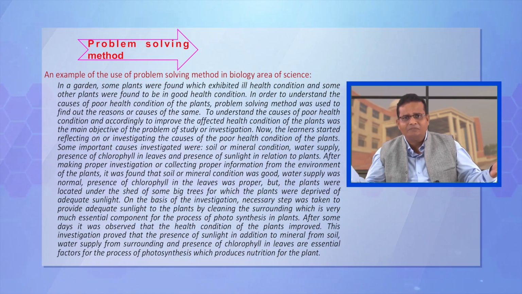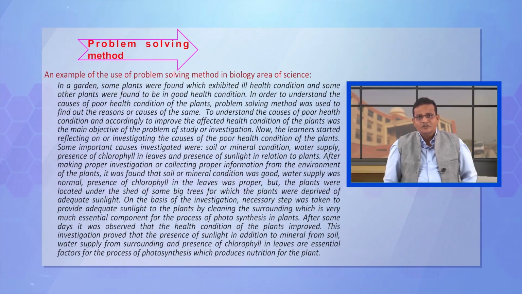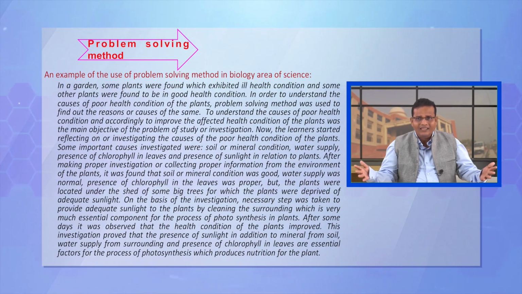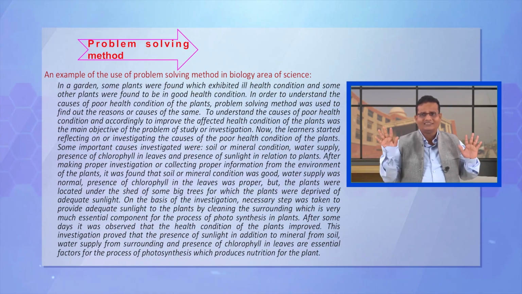Now, the learners started reflecting on or investigating the causes of the poor health condition of the plants. Some important causes investigated were soil or mineral condition, water supply, presence of chlorophyll in leaves and presence of sunlight in relation to the plants. After making proper investigation or collecting proper information from the environment of the plants, it was found that soil or mineral condition was good, water supply was normal, presence of chlorophyll in the leaves was proper, but the plants were located under the shade of some big trees for which the plants were deprived of adequate sunlight.